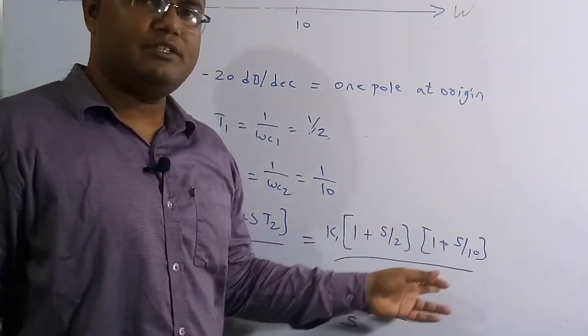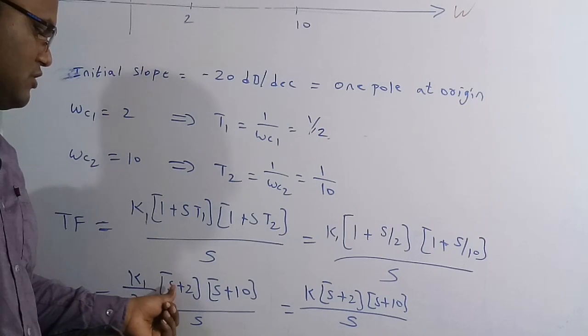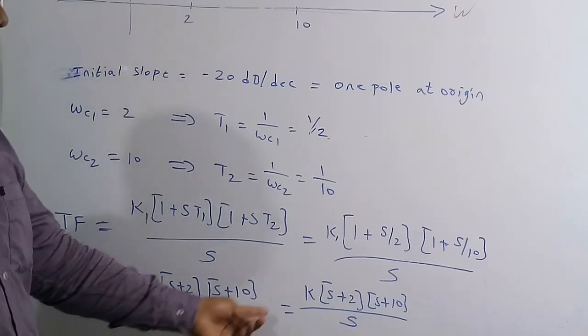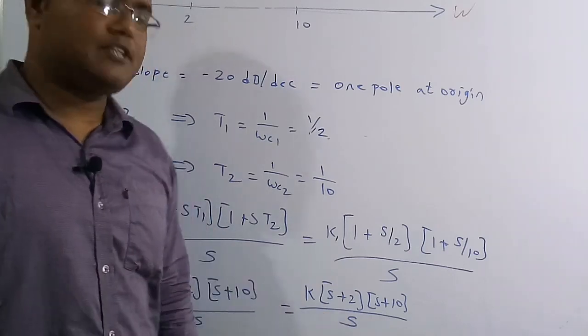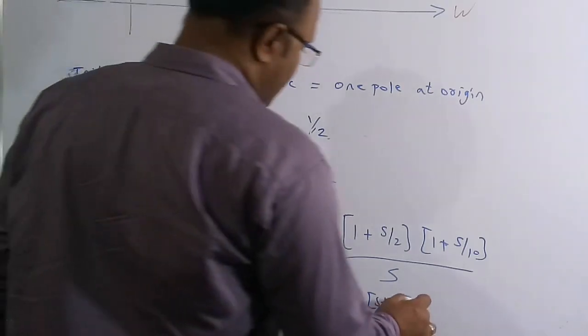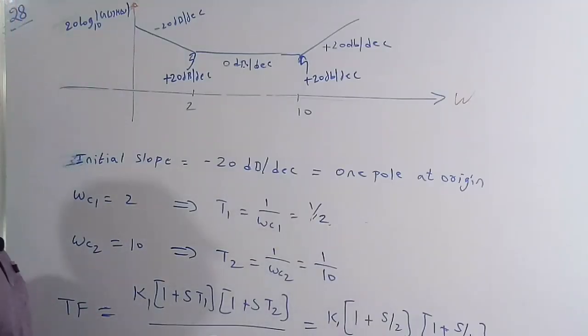So this is what we are going to get, and after simplifying this, finally we are going to get K1 by 20 into (S plus 2) into (S plus 10) by S. So K1 by 20 I am going to assume as K. Therefore K into (S plus 2) into (S plus 10) by S is the correct solution of this question. So this is the way we are going to get the transfer function, which is G of S H of S, the open loop transfer function.